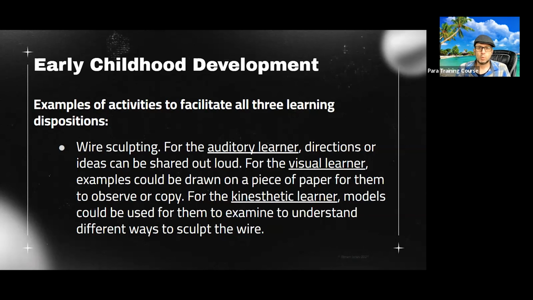Here's another one, wire sculpting. For the auditory learner, directions or ideas can be shared out loud. First we do this, next we do this. For the visual learner, examples can be drawn on a piece of paper for them to observe or copy. Okay? We want to make this, everybody. For the kinesthetic learner, models could be used for them to examine, to understand different ways to sculpt the wire.